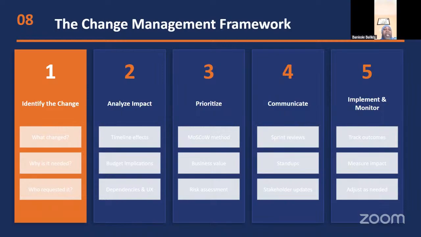Okay, then we communicate. During our sprint review, stand-up, and stakeholder updates, we communicate. We are adding this feature. Is it necessary now? Let's postpone it to the next phase. Let's launch first before we even add this. Then implement and monitor. Once we launch, you track outcomes, measure impact, and then we adjust where necessary.